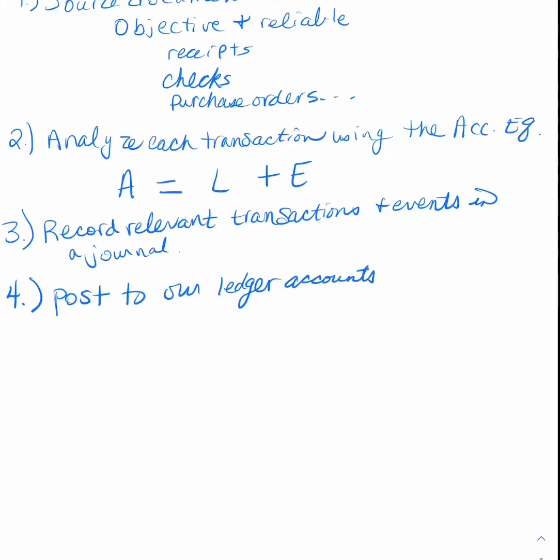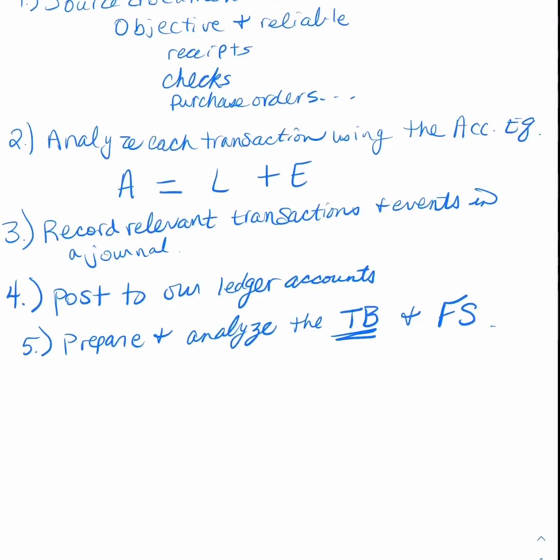And finally, we will prepare and analyze the trial balance, which is going to be abbreviated as TB, and the financial statements, which is abbreviated as FS. So that tells us exactly what we're going to be trying to do.